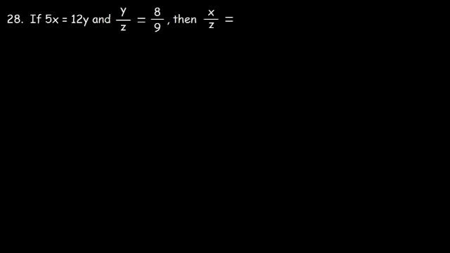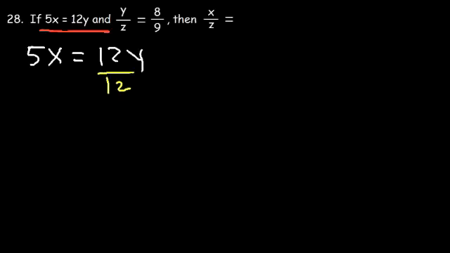28. If 5x is equal to 12y, and y over z is equal to 8 over 9, then x over z is equal to... So how can we do this problem? Well, what we need to do is rearrange some variables. So we need an equation that has only x and z. So we need to remove y out of the equation. So in the first equation, let's solve for y. So if 5x is equal to 12y, if we divide both sides by 12, we're going to get an equation that states that y is equal to 5x divided by 12.